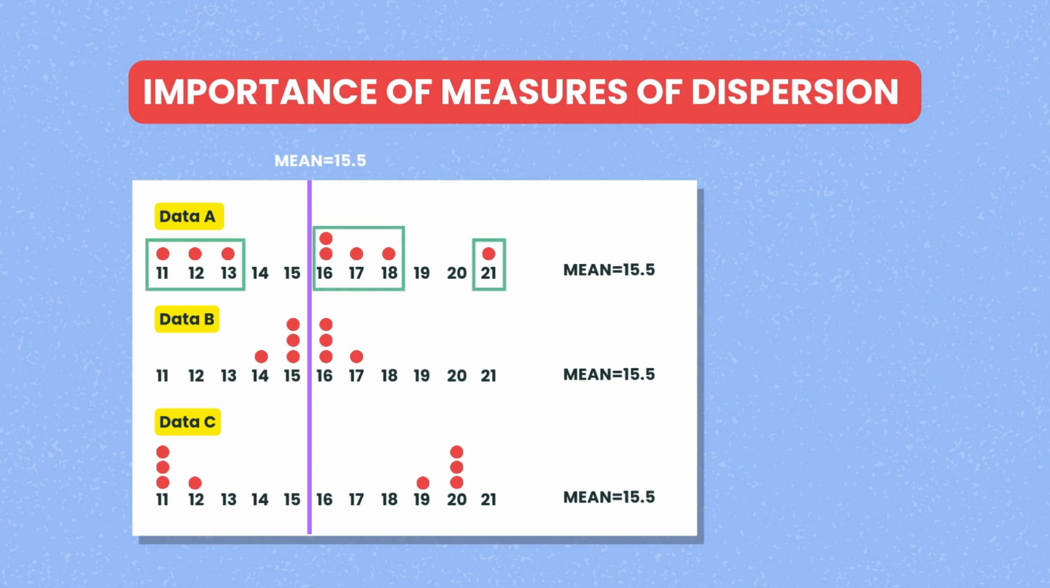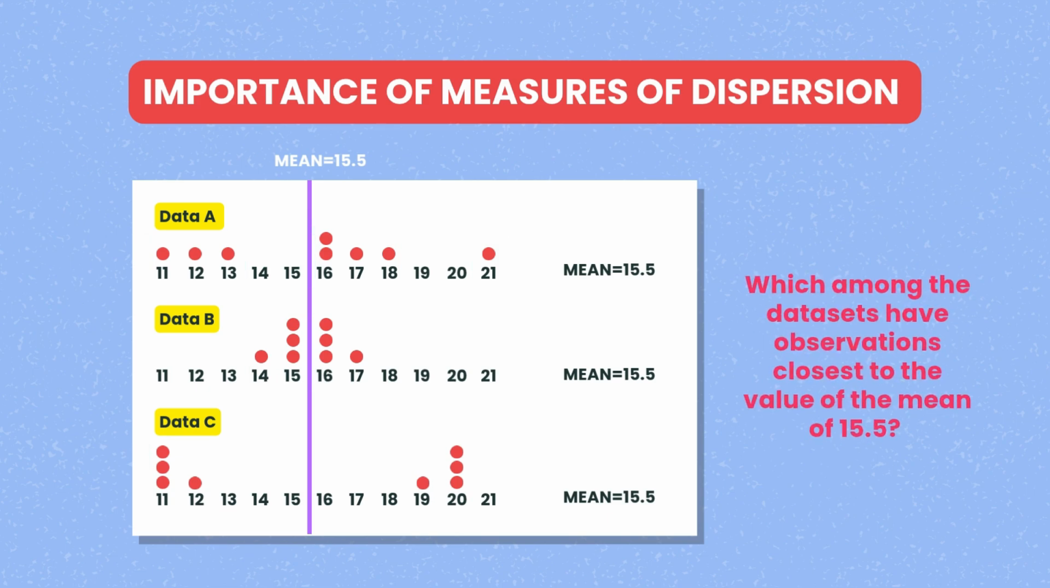The observations in data A are scattered across the dot plot. Here, we can see values of 11, 12, 13, 16, 17, 18, and 21. While in data B, a lot of the observations are found clustered together at the 14, 15, 16, and 17 mark. Then, we have data C, which has polar opposite values with 11 and 12, and 19 and 20, as the recorded observations.